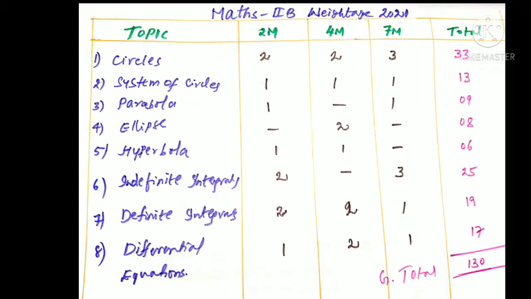Now the maths weightage of 2021. As usual, the topic name, 2 marks, 4 marks, 7 marks, and the total of each topic I have given here. The first topic is circles. You know, circles is one of the most used topics, its weightage is also more, that's why you have to concentrate on maximum questions and do the practice more and more; only then can you get the maximum marks.